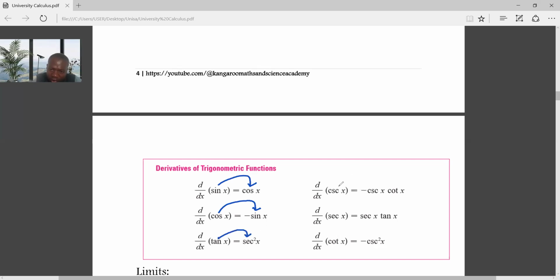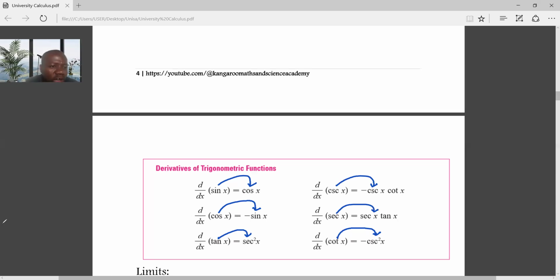The derivative of cosec is negative cosec x times cot x. The derivative of sec is sec x multiplied by tan x, and the derivative of cot is negative cosec squared x. Remember, we need to understand why the derivative of sine is cos, the derivative of cos is negative sine, the derivative of tan is sec squared x, and so forth.